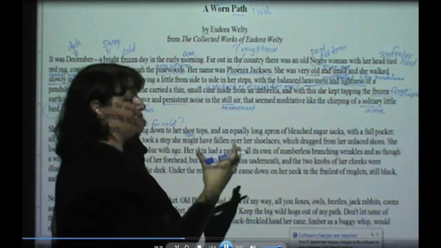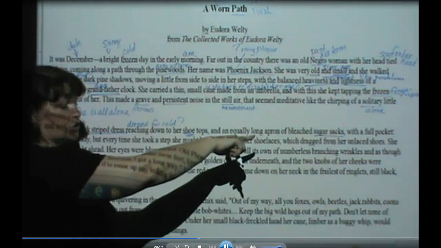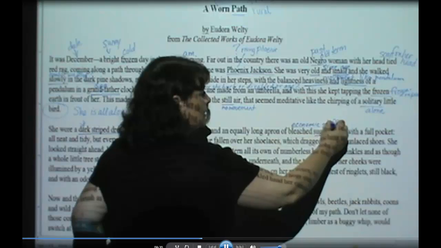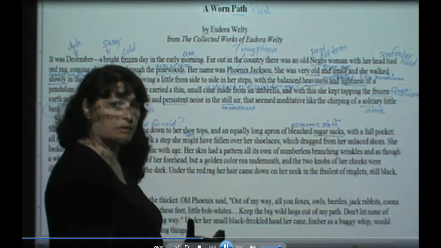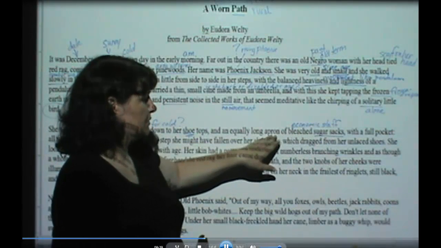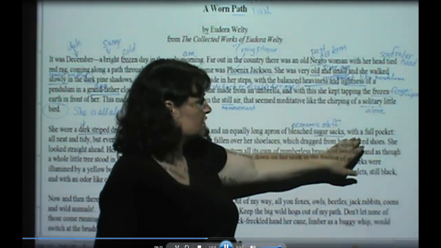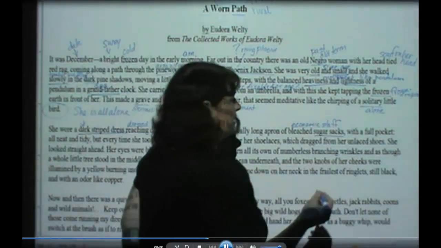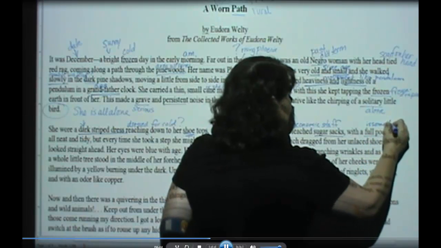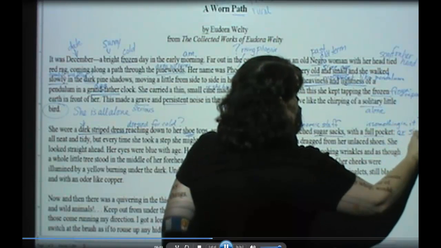And an equally long apron of bleached sugar sacks. The second part of the sentence, and an equally long apron of bleached sugar sacks, says something perhaps about her economic status. Doesn't necessarily mean that she's terribly poor, but she might be considered thrifty, or where she would need to reuse sugar sacks in order to make them into an apron, as opposed to buying an apron or making it out of cotton or material she may have purchased. With a full pocket. Now the full pocket, we have to ask ourselves, is something in the pocket that makes it full? Or is it the size of the pocket?